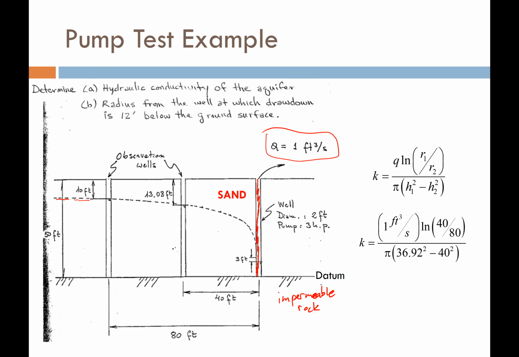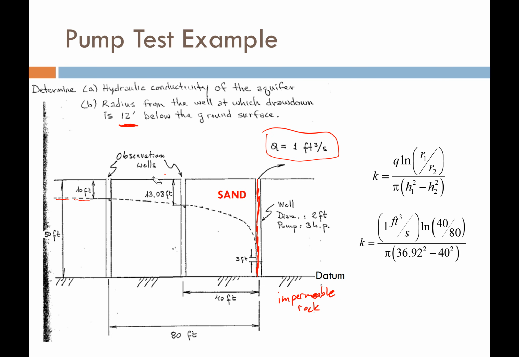So what I want to do is find the hydraulic conductivity of the aquifer, and I want to compute the radius away from the well at which, if I were to install a new observation well, the water would be 12 feet below the ground surface. So I'm interested in where in the world would it need to be that my depth from the ground surface to the water is 12 feet. That's what I want to find. All right, let's get to it.